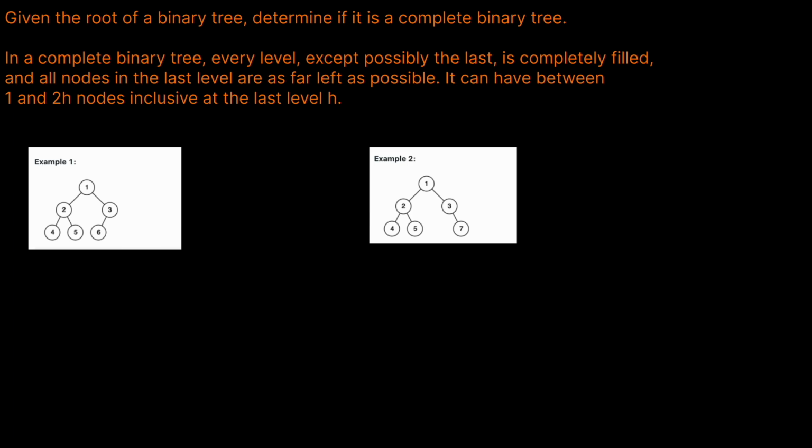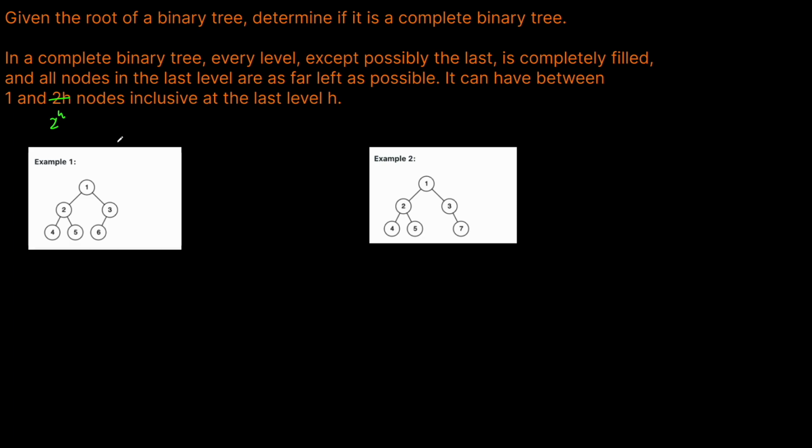Alright, let's read the question prompt. Given the root of a binary tree, determine if it is a complete binary tree. In a complete binary tree, every level, except possibly the last, is completely filled, and all nodes in the last level are as far left as possible, and it can have between 1 and 2^h nodes inclusive of the last level h. And that should actually be 2 to the h when it got copied over. It didn't seem to do the exponent. So this should be 2 to the h. Obviously, it's a binary tree.